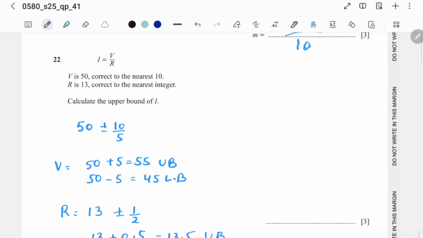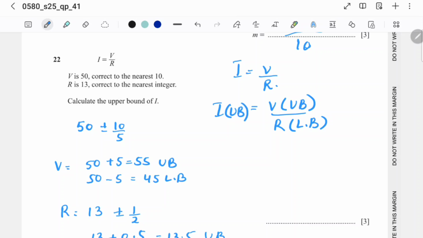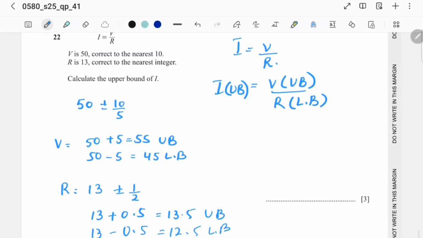So the question is I equals v over r. It is a division question. For the upper bound of I, obviously we take the v upper bound and the r lower bound. To get a bigger answer, you will have a larger numerator and a smaller denominator. So I'll take 55 upon 12.5, which is 22 over 5, and it equals 4.4.